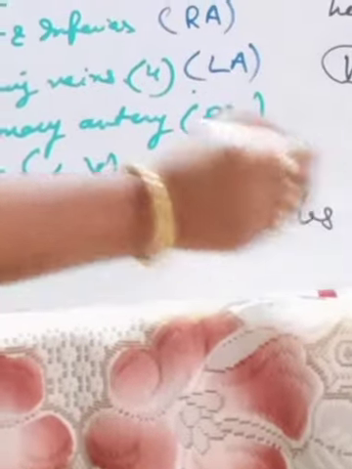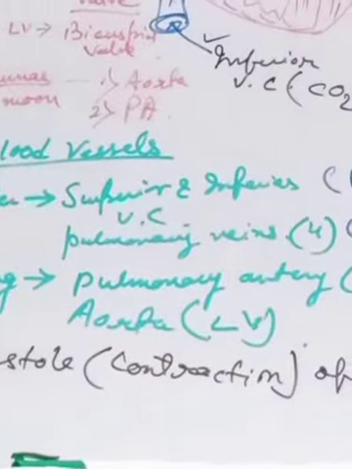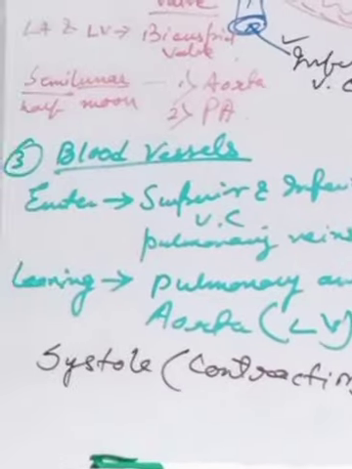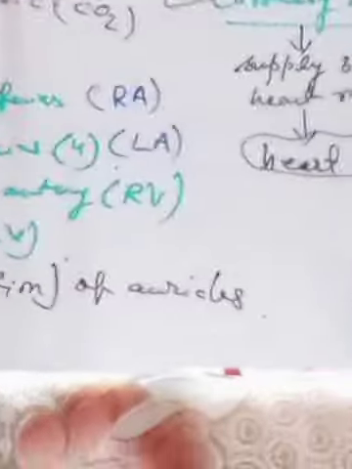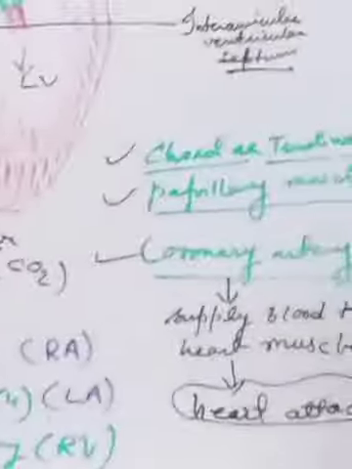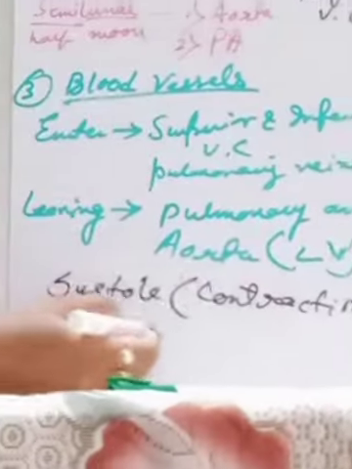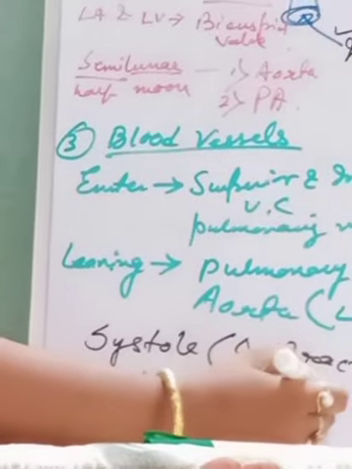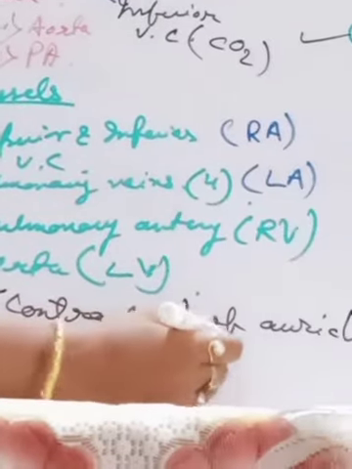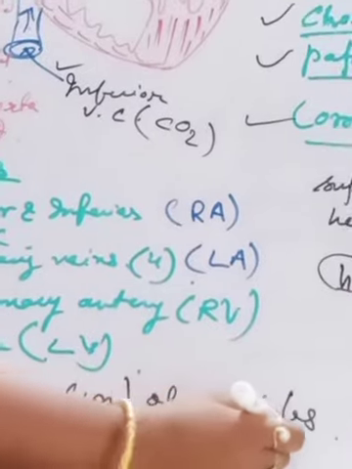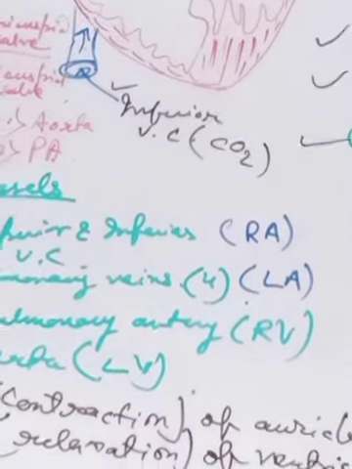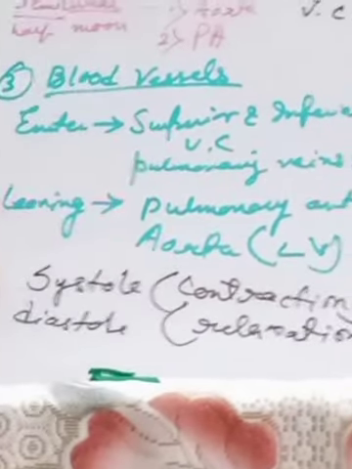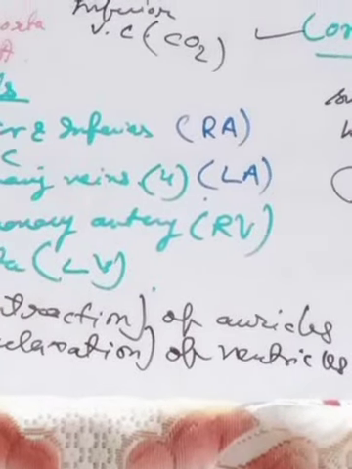Contraction of the auricles. During the contraction of the auricles, what will they do? They will push the blood to the ventricles. Clear? Now at that time the ventricles are in diastolic phase. Diastole, that is the relaxation phase. At that time the ventricles are in diastolic condition. When the auricles are in systole condition, the ventricles are in diastolic condition because they are receiving the blood.